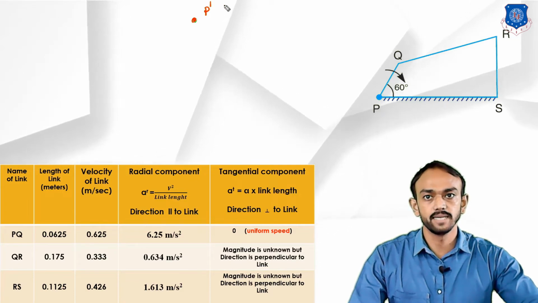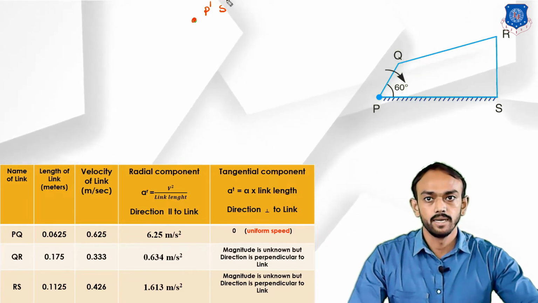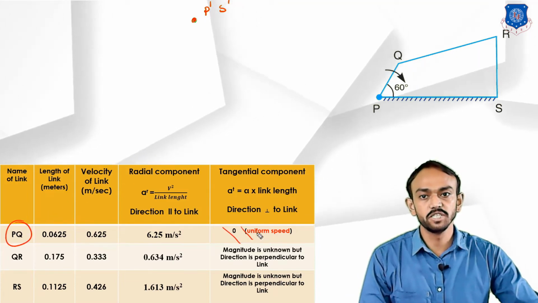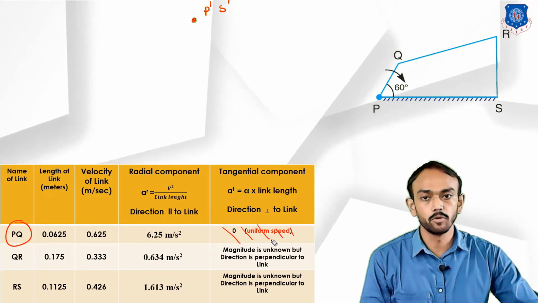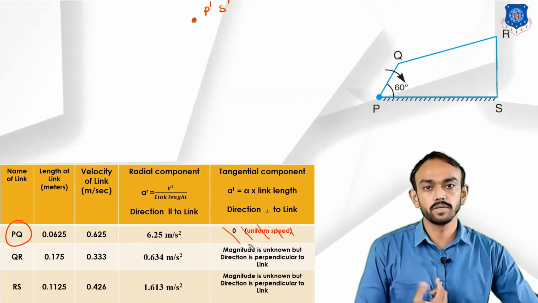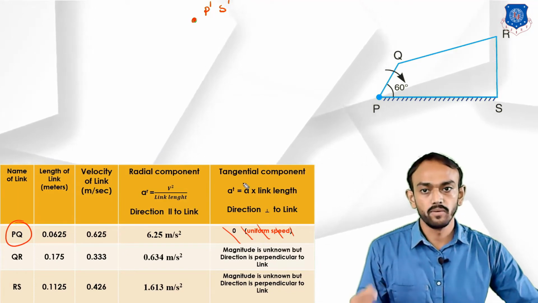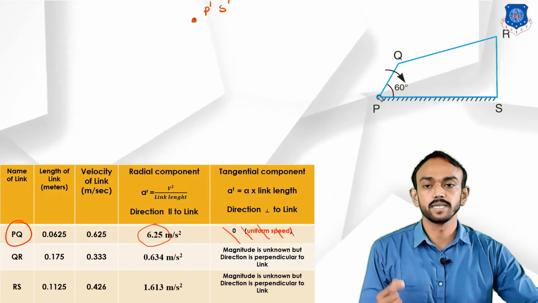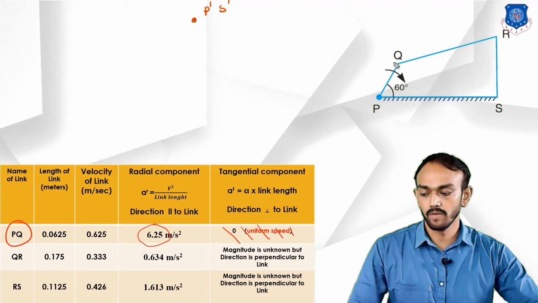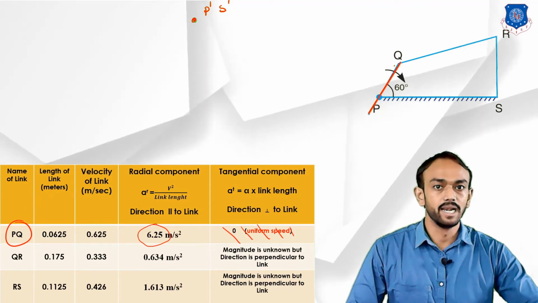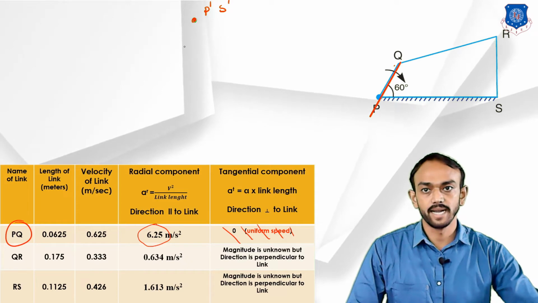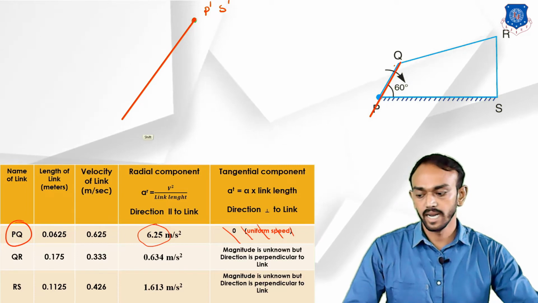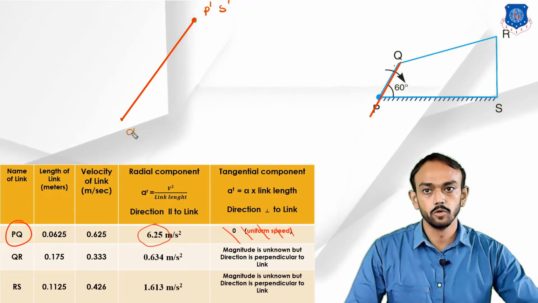So we will take P dash and S dash. Now you know that this crank PQ has no tangential component, so only the radial component gives us the final acceleration of Q with respect to P. So we will take the radial component of 0.625, which will become 62 mm, in the direction of the link from Q to P side. So we will draw this first radial component and it will give us here the Q dash.